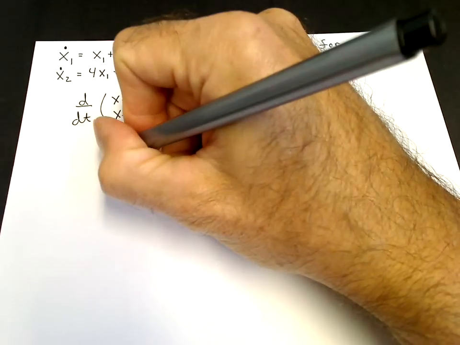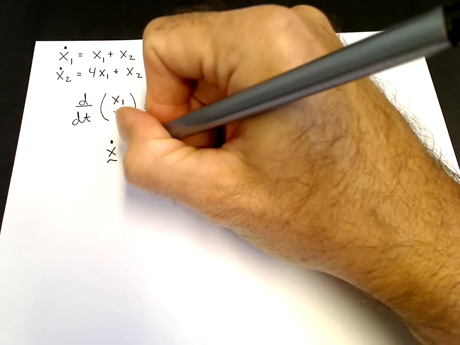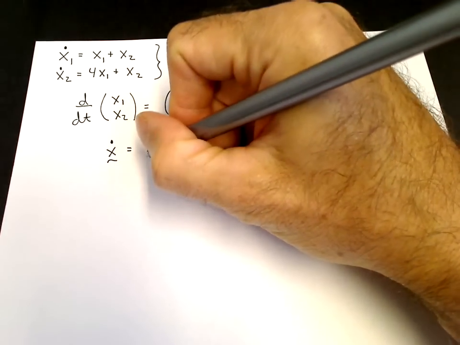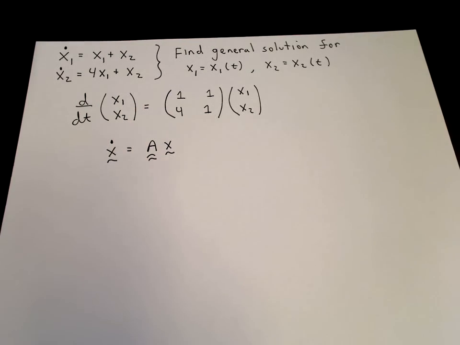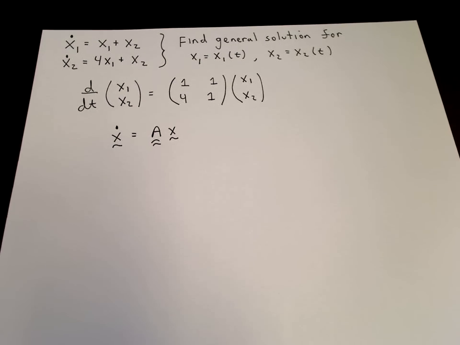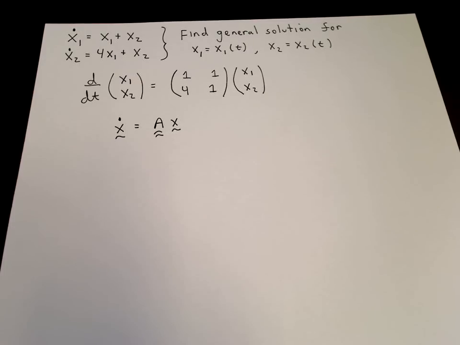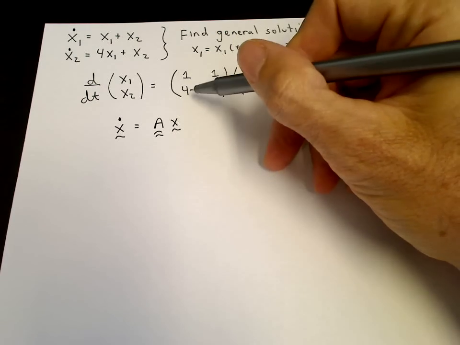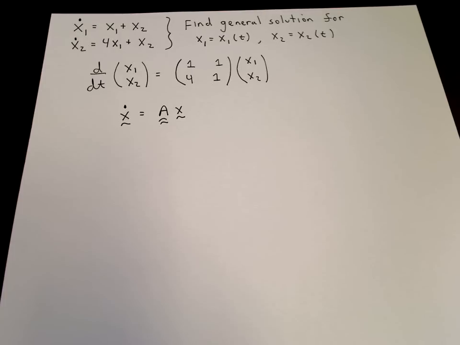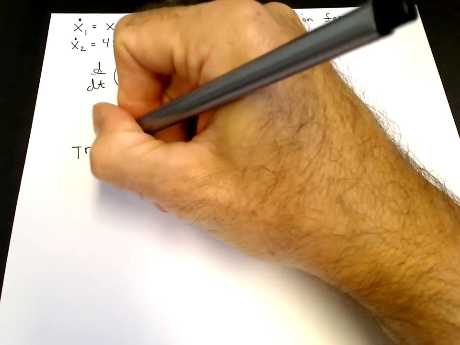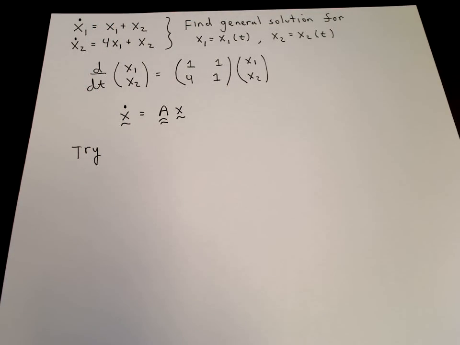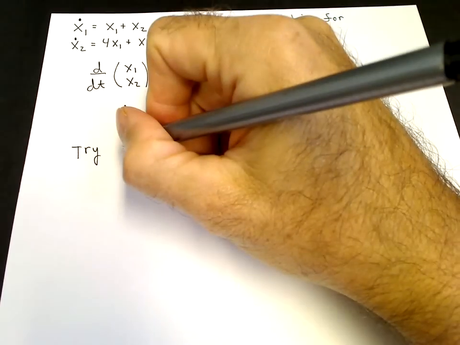Symbolically, we can write this as the vector x dot is equal to the matrix A times the vector x. This is a system of first-order equations. Here A is the 2x2 matrix 1, 1, 4, 1. To solve this equation, we need an ansatz. Our ansatz will be our usual exponential ansatz, but in this case, it's as a vector.